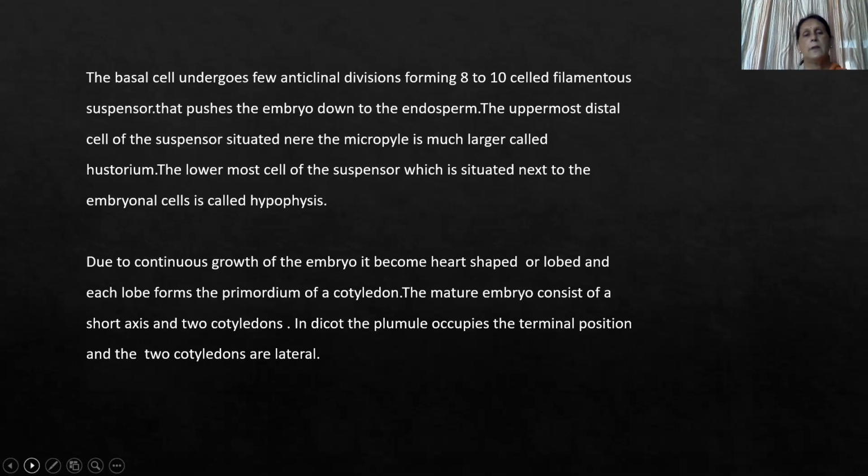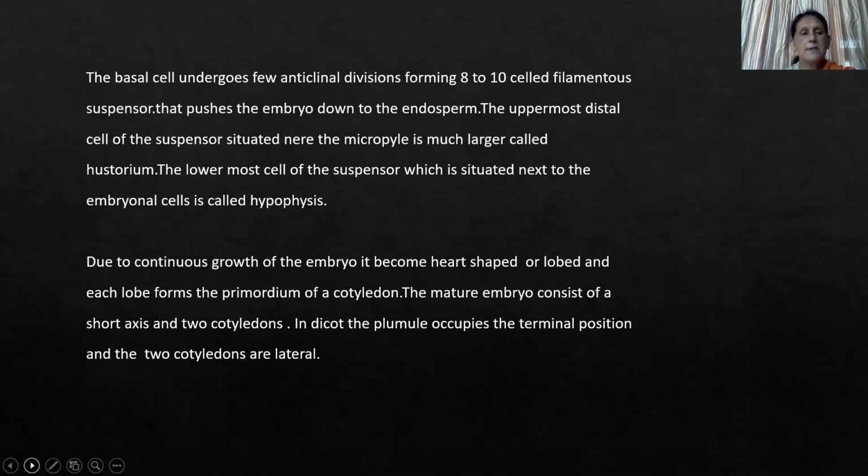So now here we are going to discuss about basal cell from which suspensor is derived. The suspensor, how is it formed? First it forms an 8 cell, then 10 cell filamentous suspensor that pushes the embryo. That means when the suspensor becomes elongated, it pushes the embryo down to the endosperm.